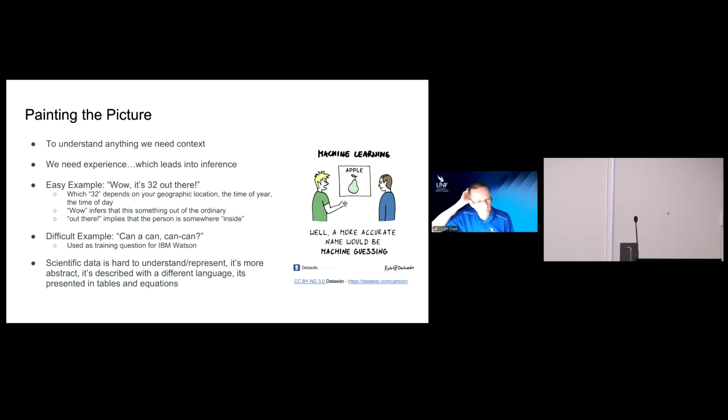Of course, what we're talking about here really, though, is scientific data. And scientific data, as others have said, is hard. It's hard to understand and represent. It's a bit more abstract because it's not typically presented in natural language. It's described, in fact, with a different language. We've used different ways of speaking about it with some very technical words. And as others have shown, data is presented in tables and/or via equations. So we need to think about how we are going to build an infrastructure that can represent the semantics of scientific data in a way that can help us get towards AI understanding scientific data.